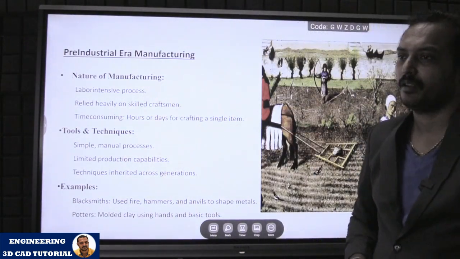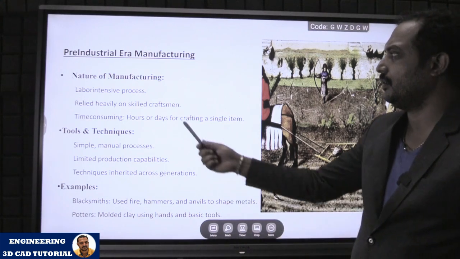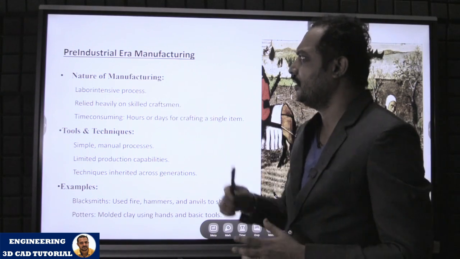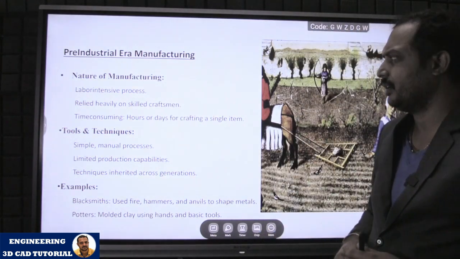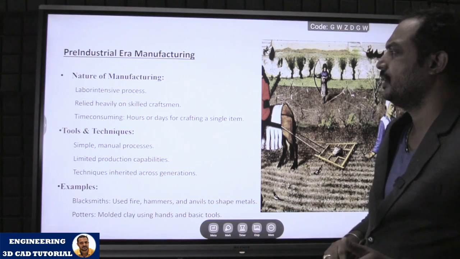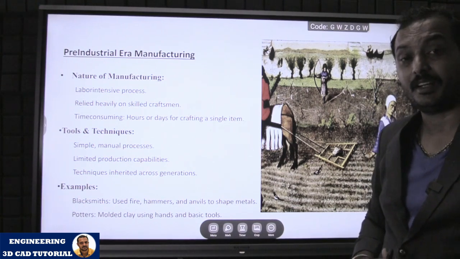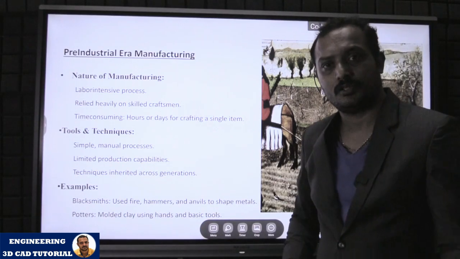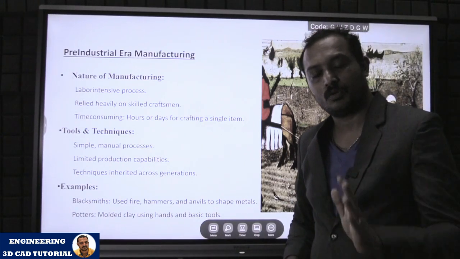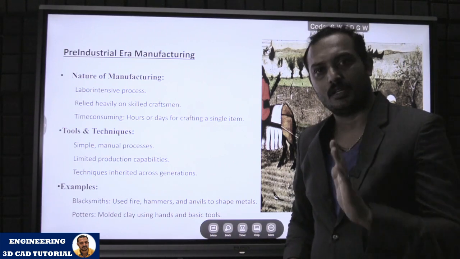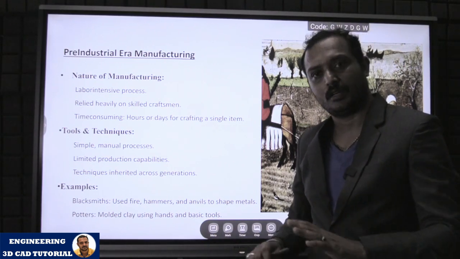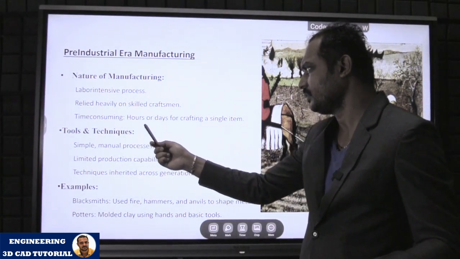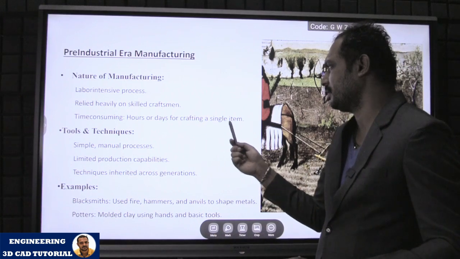Pre-industrial era. If you see, in the pre-industrial era, the entire thing depended on labor, and it required high skill. High skilled means someone who knows can perform the duties and produce the things. Otherwise he can't produce them. So that's how hours or days were spent crafting a single item.